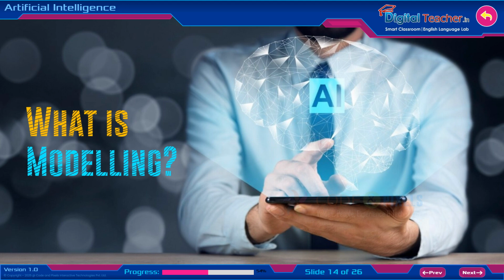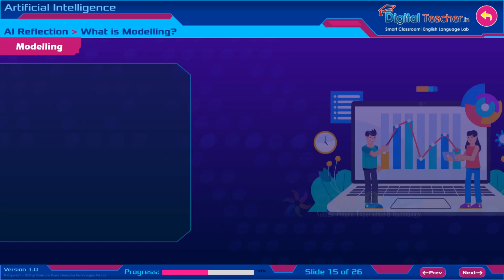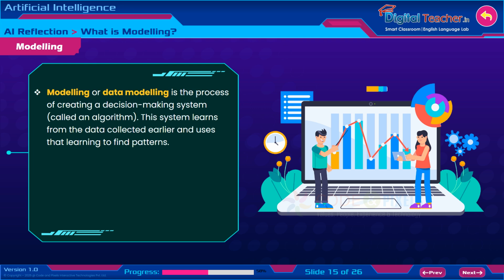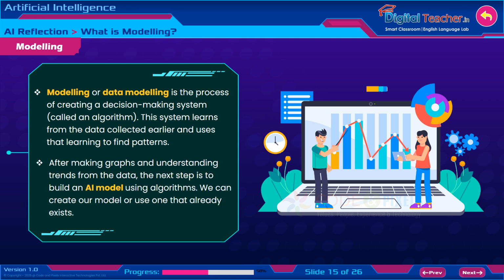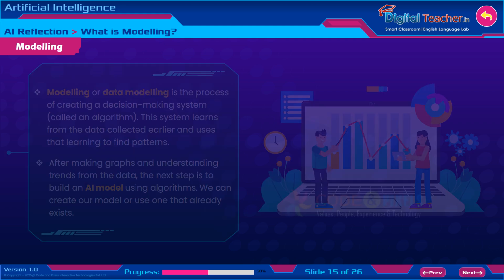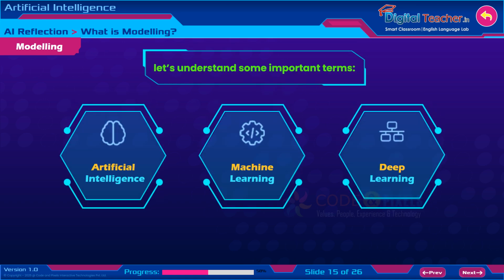What is modeling? Modeling. Modeling or data modeling is the process of creating a decision-making system. This system learns from the data collected earlier and uses that learning to find patterns. After making graphs and understanding trends from the data, the next step is to build an artificial intelligence model using algorithms. We can create our model or use one that already exists. Before learning more about modeling, let's understand some important terms.